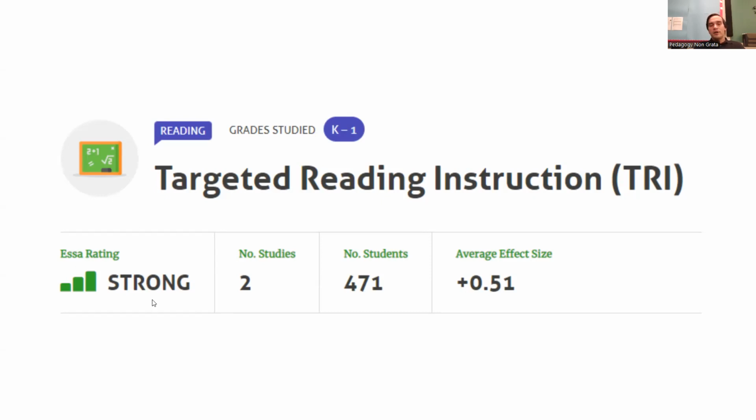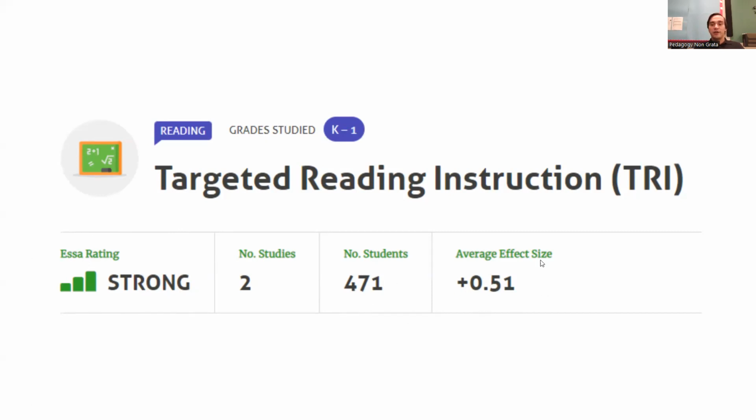So the rating, they will say it's the rating of impact. But essentially what it boils down to is the rating of the rigor of the studies, because they place a really strong emphasis on study quality. This ESSA rating really just tells you how rigorous the studies were. So this tells you that the studies they chose to look at were extremely rigorous. They examined 2 studies, there are actually far more than 2 Targeted Reading Instruction studies. And these 2 studies in total had 471 participants.